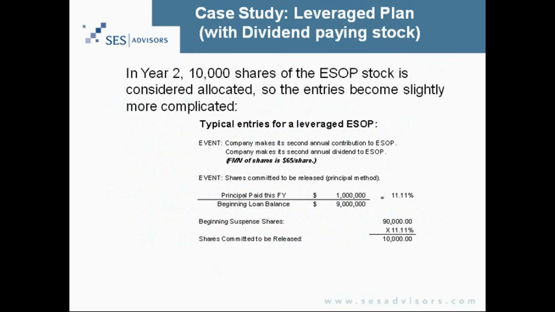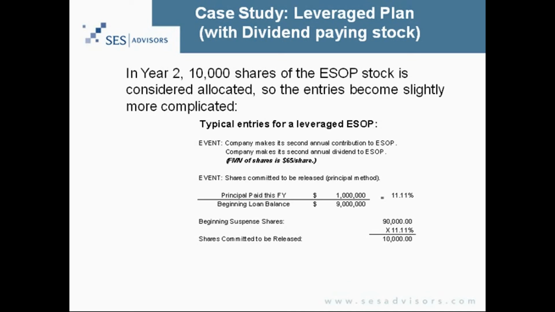In year two, it's different. In year two, we have 10,000 shares of ESOP stock that are considered allocated. These are the same 10,000 shares we committed to be released in year one. So now in our example, the company has made its second annual contribution, its second annual dividend, and now the fair market value is $65 a share. The same method is used, but now our numerator is $1 million and our denominator is $9 million. Our release is 11.11%, and our suspense shares are 90,000. Not surprisingly, we're releasing another 10,000 shares.